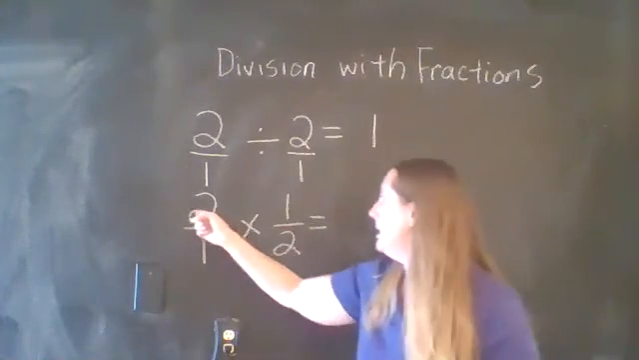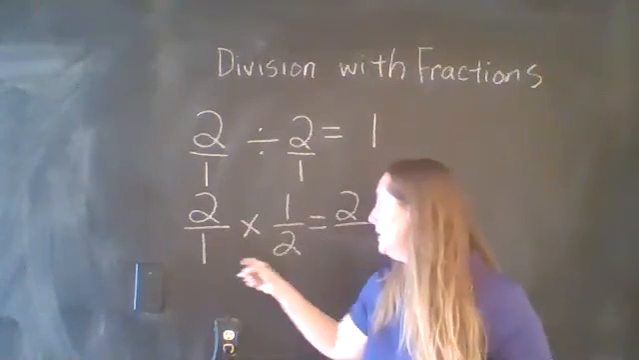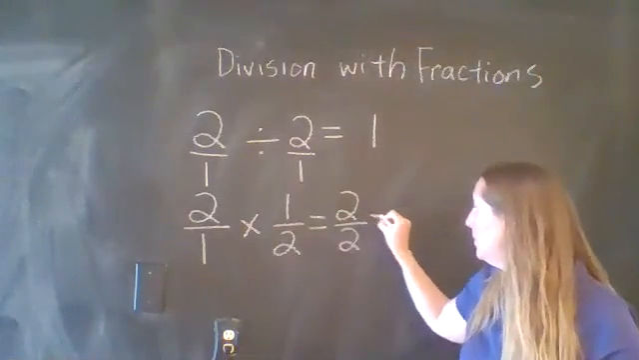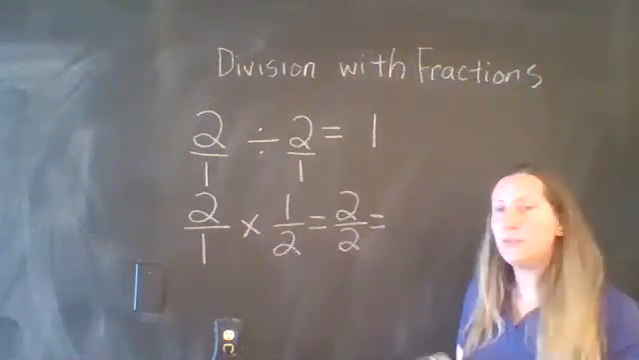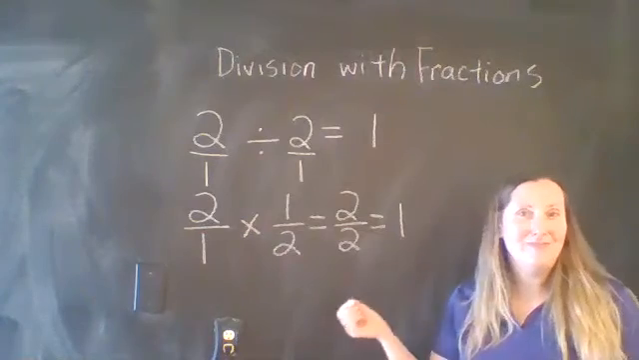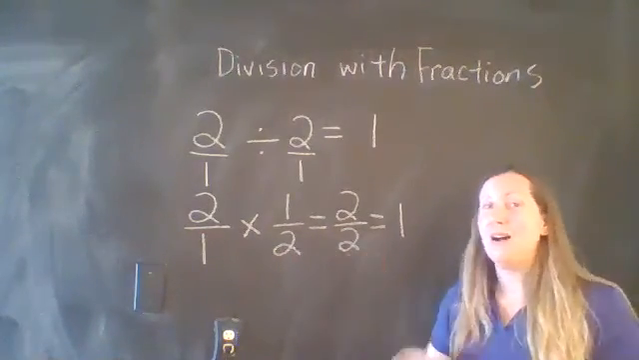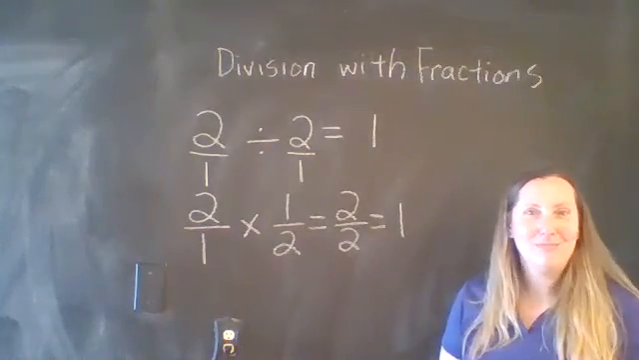Now when we multiply, 2 times 1 is 2, and 1 times 2 is 2, and 2 divided by 2 is 1. And that's everything you need to know about how to divide with a fraction.